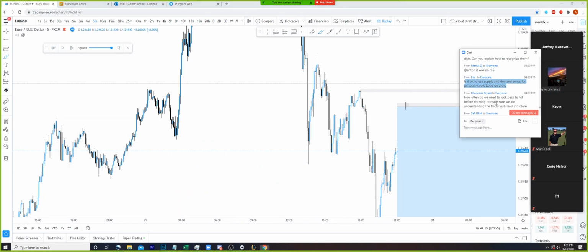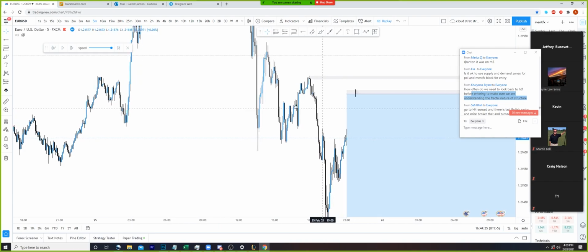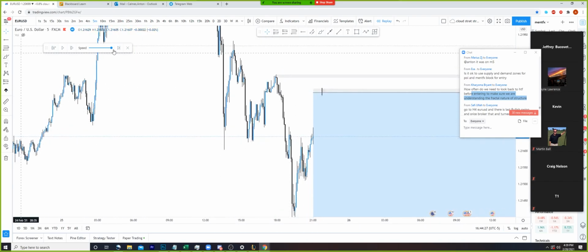It's 100% valid. How often do we need to look back to a higher time frame before entering to make sure we are understanding the fractal nature of structure? All the time. I always look at all time frames. I constantly understand what's happening. At this point right here, I can remember this is the 5-minute breaking down. What do I know about this 5-minute breakdown? I can already see it.